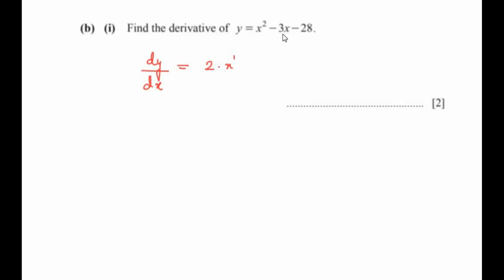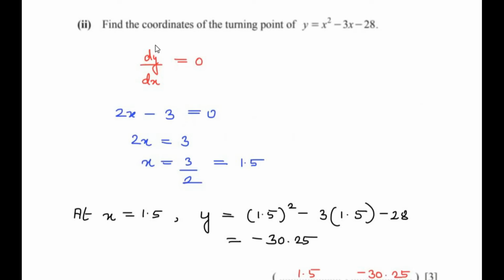Now the differentiation of minus 3x becomes minus 3. If it was minus 5x, it was going to be minus 5, and so on. And the differentiation of the constant term will be 0. So here we can simplify and write the differentiation as 2x minus 3. This is our answer. Now the next question is, find the coordinates of the turning point of this given equation.